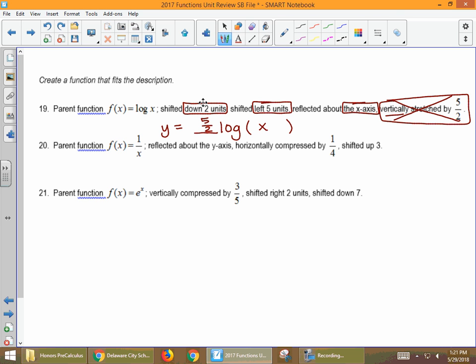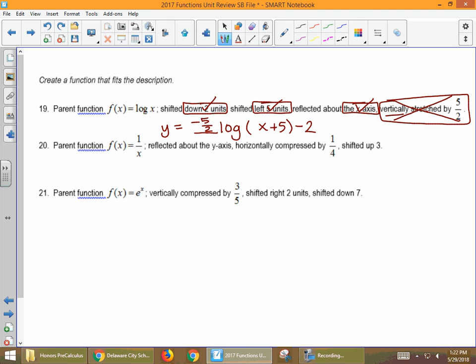Reflect over the x-axis means I need a negative out front with that 5 halves. Left 5 units means I want plus 5 on the inside. And down 2 units means I want minus 2 on the outside of the function. So if you're asked to do this on the test, I would just make myself a fill in the blank. Just pause.